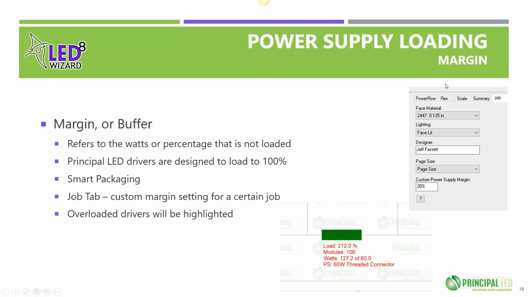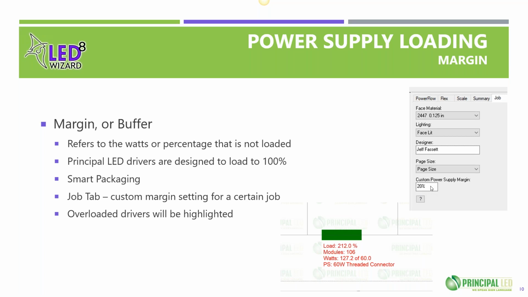Now, if despite this, let's say that there's an ordinance or some requirement of the job, or a certain customer who says, you know what, I'm not comfortable, I want to load only to 90% or to 80%. In that case, you can go to the job tab and set a custom power supply margin, and you can put a percentage here. If you do that prior to loading, it's going to use this value instead of essentially 0, and it would use that value when it loads.